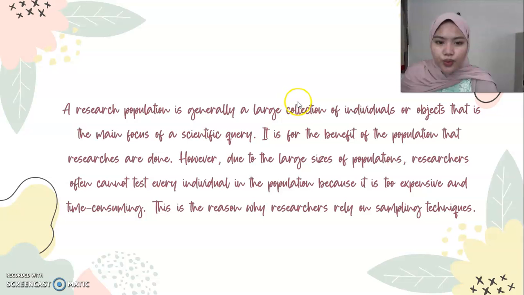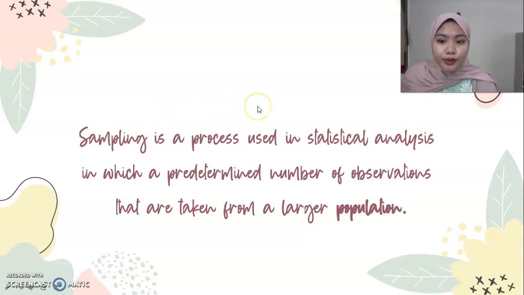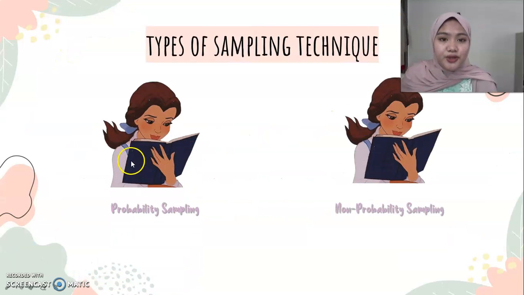Now, we'll move on to the definition of sampling. Sampling is a process used in statistical analysis in which a predetermined number of observations are taken from a large population. Sampling technique has two types. They are probability sampling and non-probability sampling. Now, I will explain first about probability sampling.